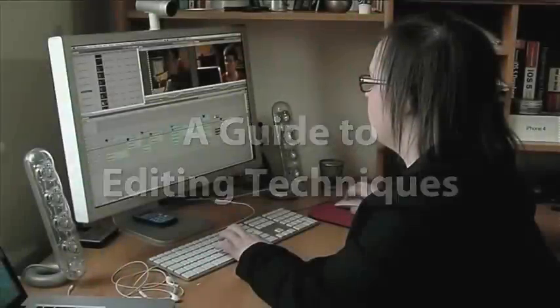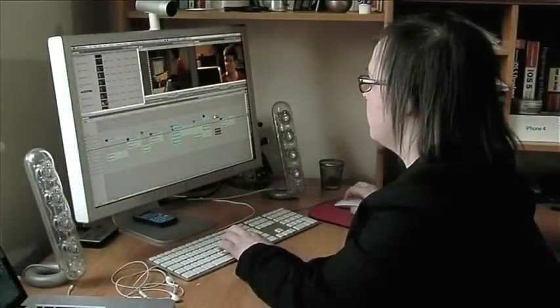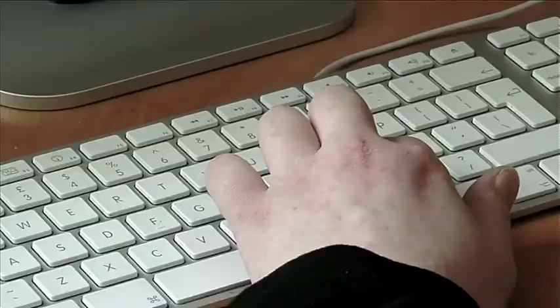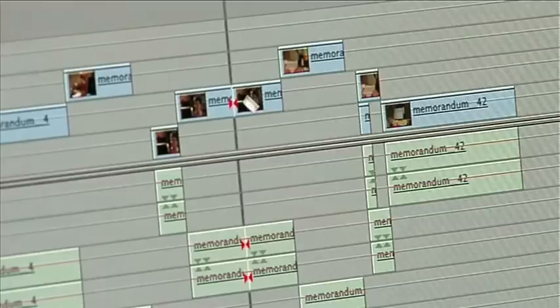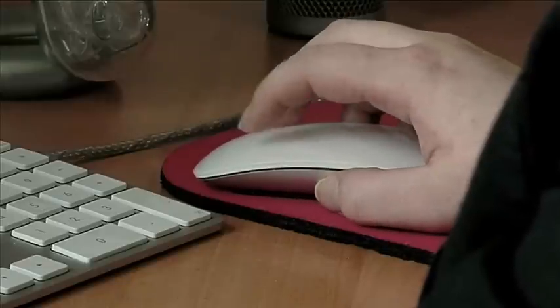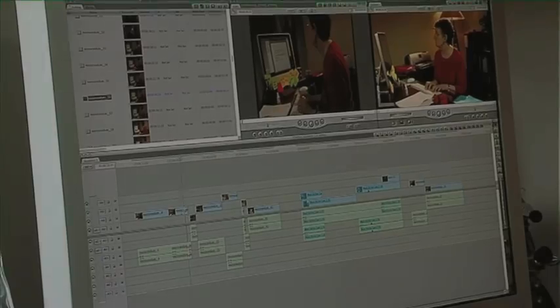This video is a short guide to editing techniques and principles. The aim is to help you convey the message and meaning of the films you are working on. Your role as an editor is more than just pushing the right buttons. You are making creative choices about how to manipulate and rearrange shots to create a new work.